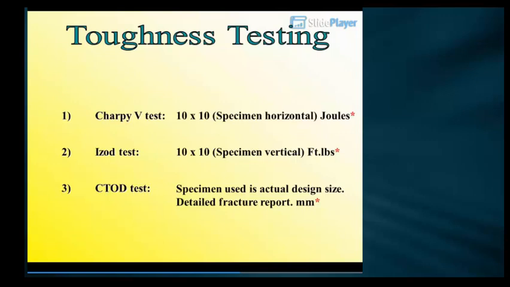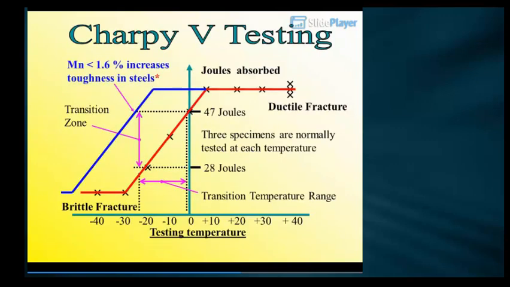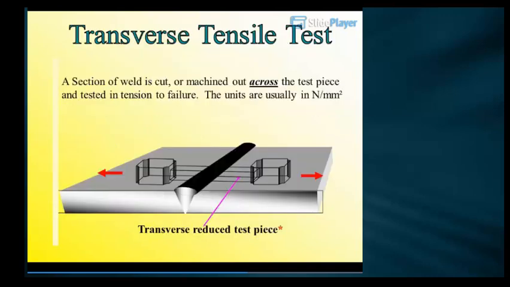Detailed fracture report. Charpy V testing: manganese less than 1.6% increases toughness in steels. Joules absorbed. Ductile fracture. Transition zone. 47 joules. 3 specimens are normally tested at each temperature. 28 joules. Transition temperature range. Brittle fracture. Temperatures -40, -30, -20, -10, 0, +10, +20, +30, +40. Testing temperature.